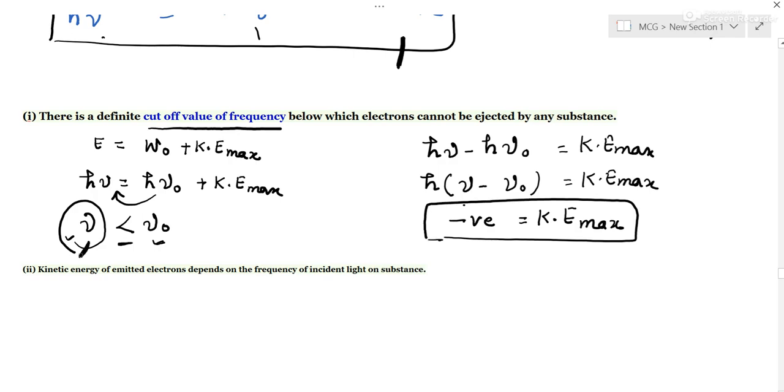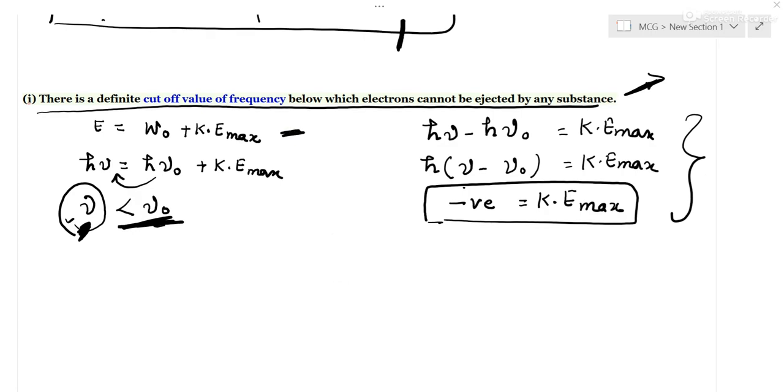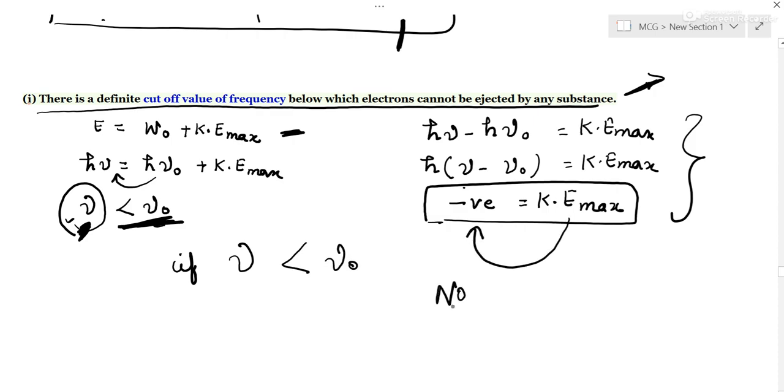So the process is not occurring if the frequency is below the threshold frequency, and this is what we are writing in the law. This mathematics needs to be done to prove that this law is supported by Einstein's equation. So if the frequency of incident light is less than the cutoff frequency, then kinetic energy comes negative, that is, no photoelectric emission. This is the first law.